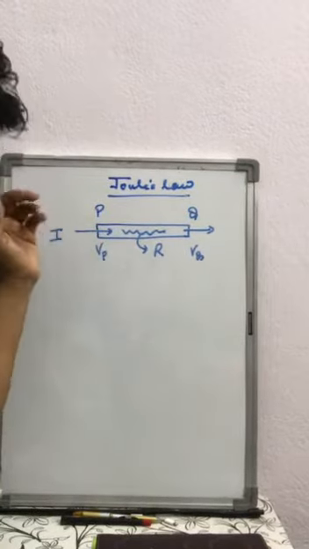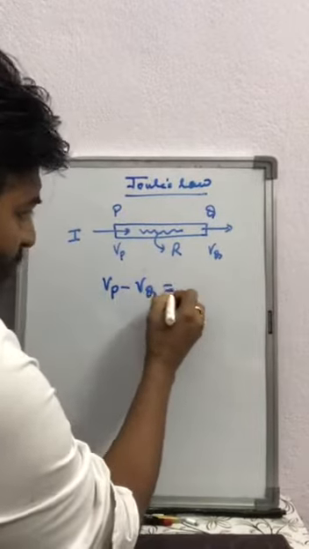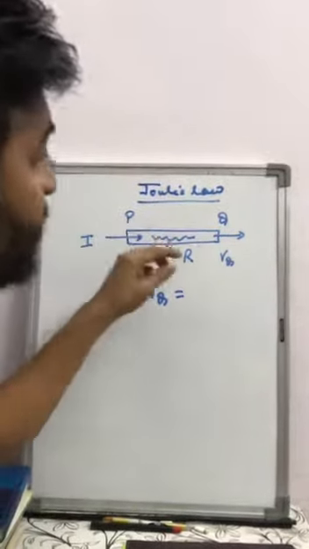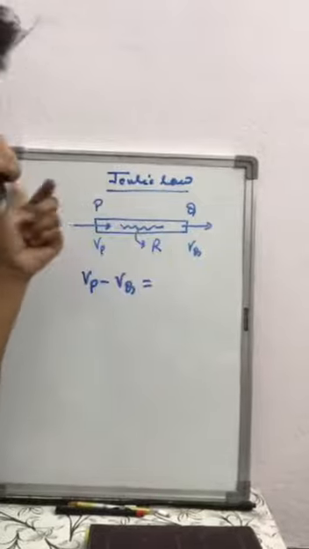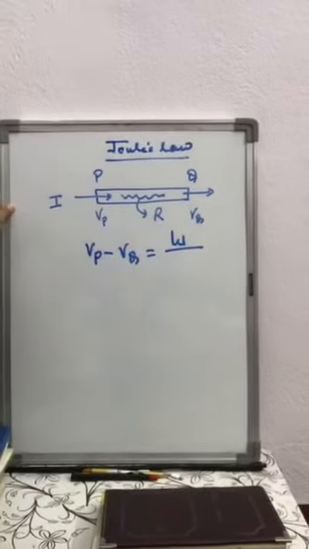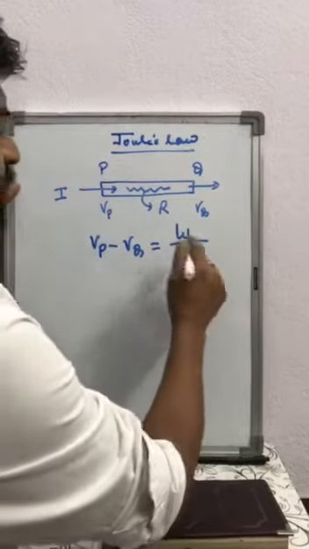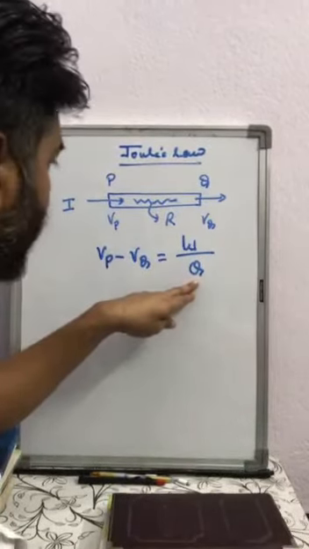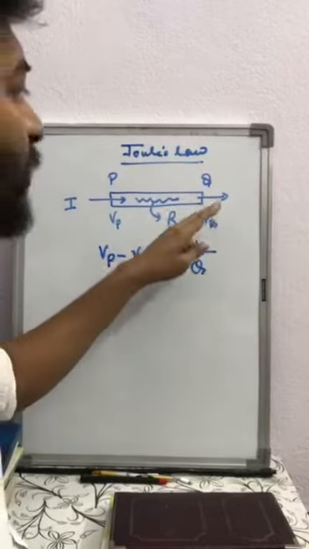Let R be the resistance of that conductor. When a potential difference Vp minus Vq arises between the ends of the conductor, work is done by the charge particles, here electrons. If W is the work done, then Vp minus Vq is given by W by Q, where Q stands for the charge and W is the work done when electrons move.